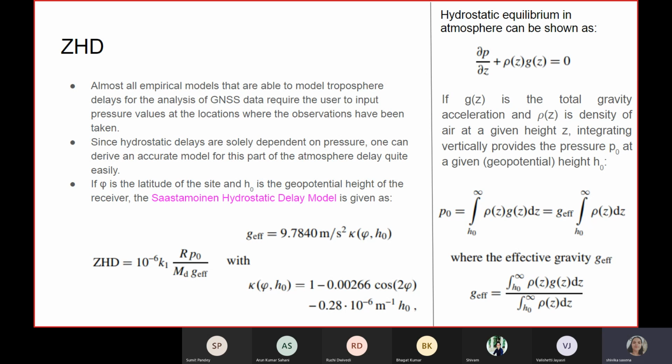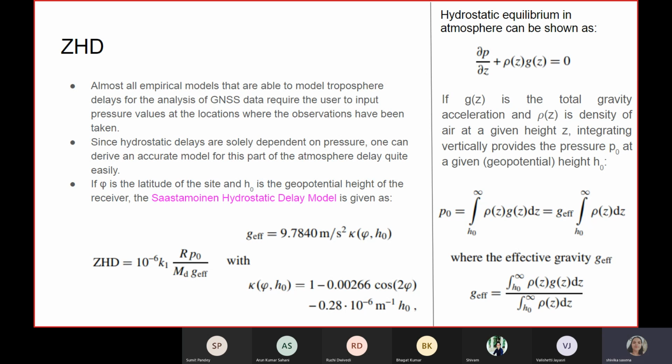You can see on the right hand side, hydrostatic equilibrium of the atmosphere is depicted by this equation: del P by del Z plus rho function of Z, G function of Z equals 0. Here small p represents pressure, Z represents height or altitude, rho represents the density of the air parcel, and G represents the gravity. So we have four terms here: pressure, height, density and gravity in the hydrostatic equilibrium.